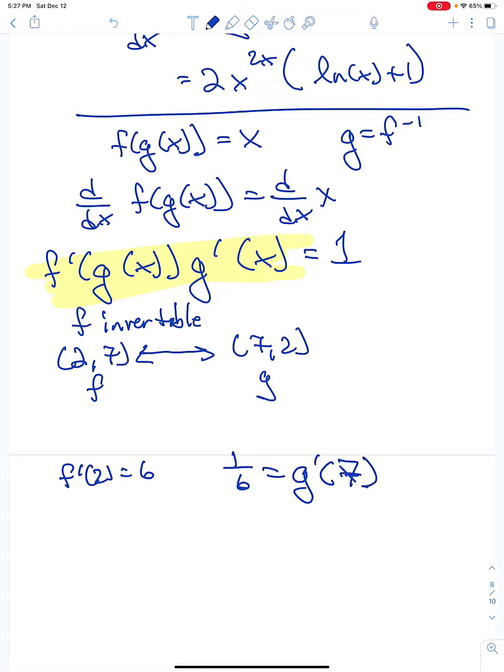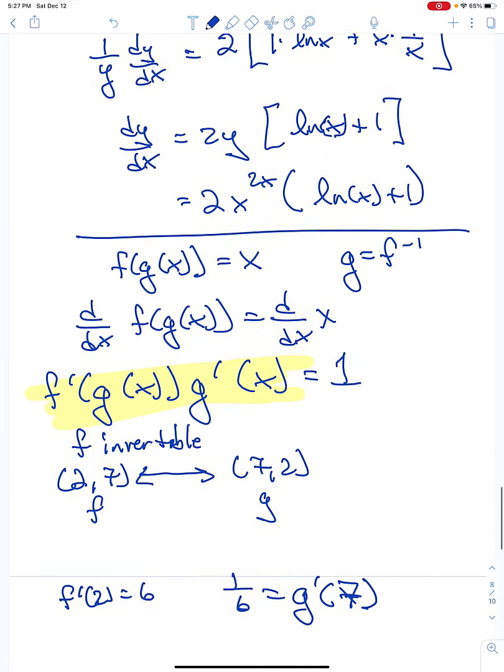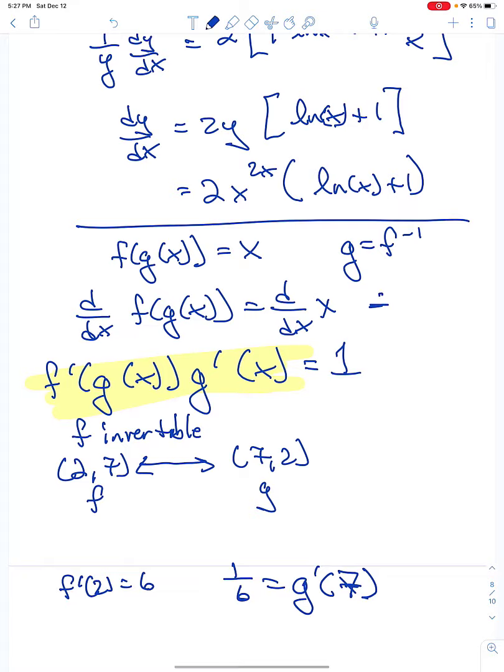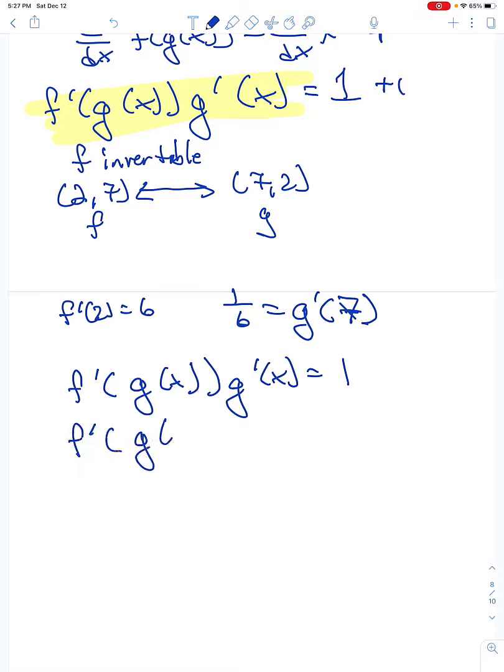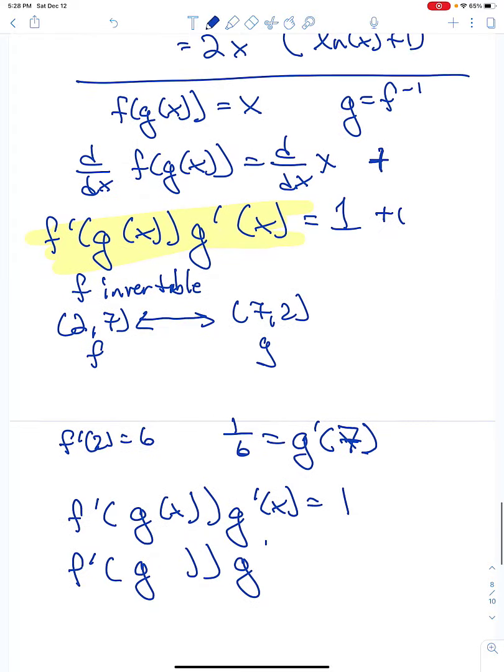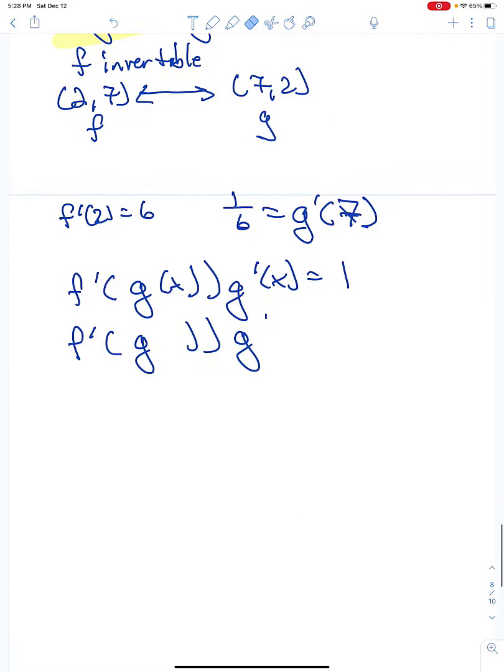But okay, let's do it the old-fashioned way. We come up here, we take this derivative, and we evaluate that at our point. So we have f prime of g of x times g prime of x is 1. Now we're interested when x is 7, not 6. Let me see my point, where's my point? No, not 2, 7.